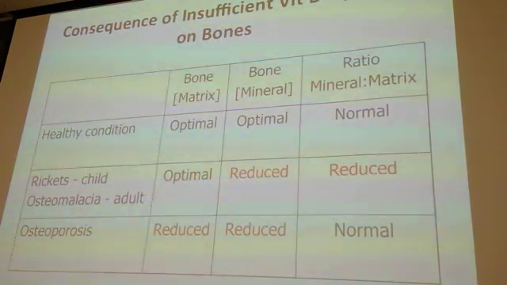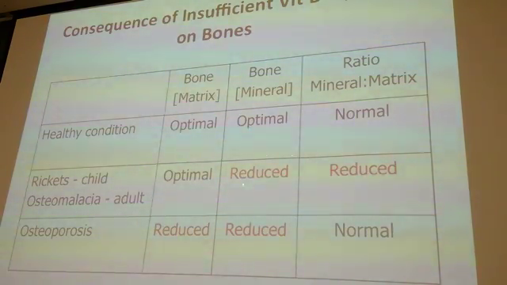Okay, so we have a few different ideas here. We have the bone matrix, we have the bone mineral, and we have the ratio between the two, the ratio between the mineral and this matrix. So under healthy conditions, these are optimal or normal. Under conditions of disease, these become aberrant.